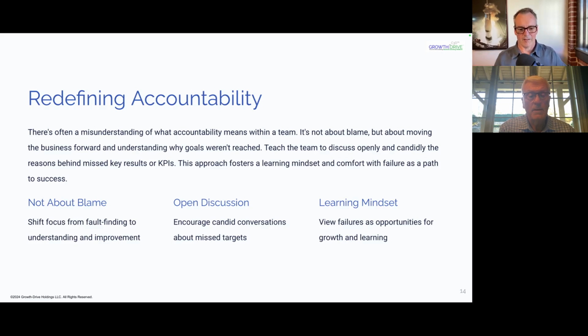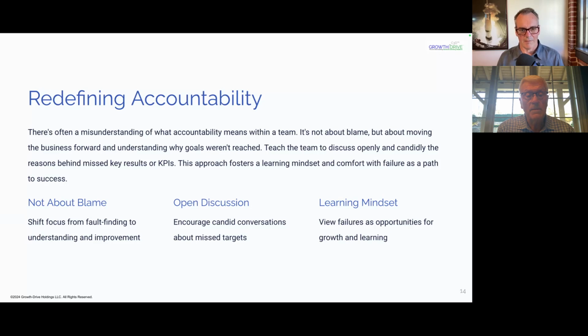We're going to talk about in a future class facilitation techniques, helping the team learn to discuss openly and candidly the reasons behind missing results or KPIs. KPIs in a weekly meeting, results on a monthly or quarterly basis. Why didn't we? And taking responsibility for it. How do we foster innovation, a learning mindset? And so there are three guiding principles, if you will.